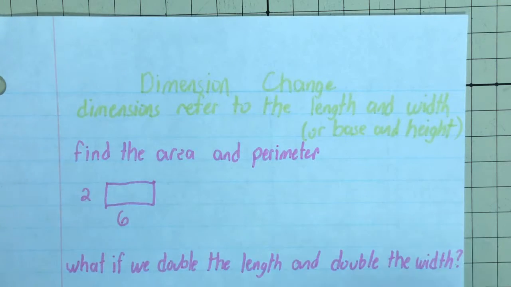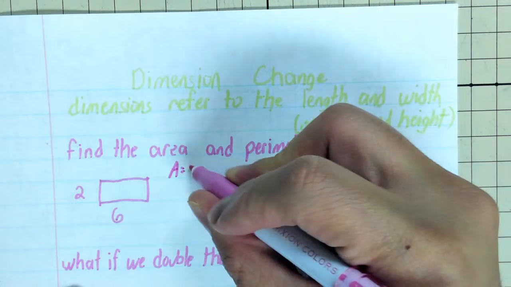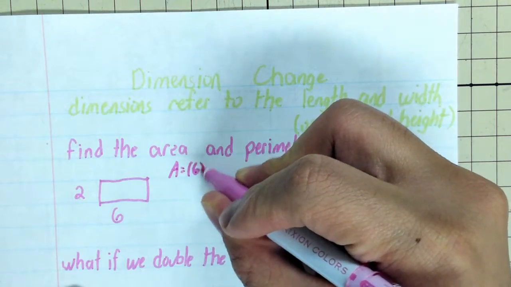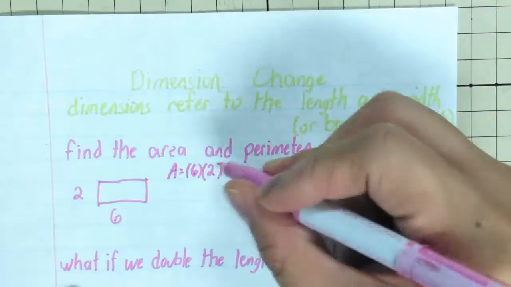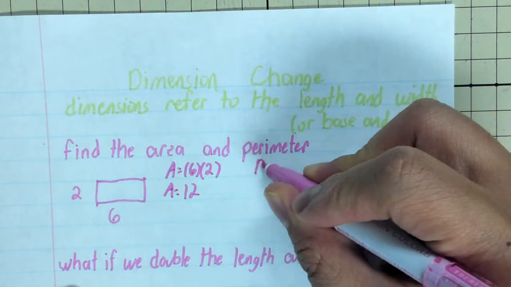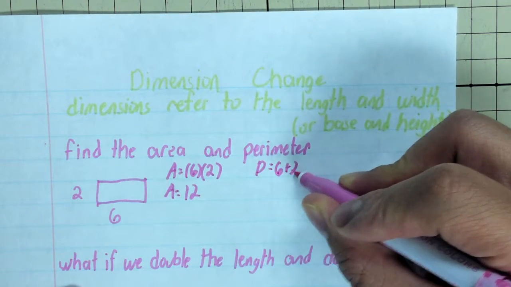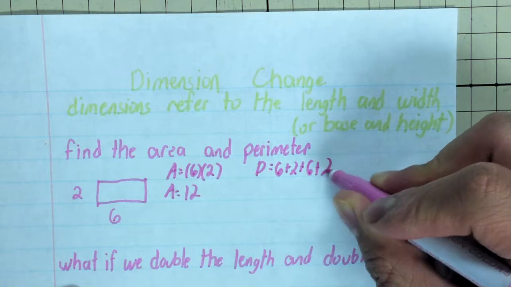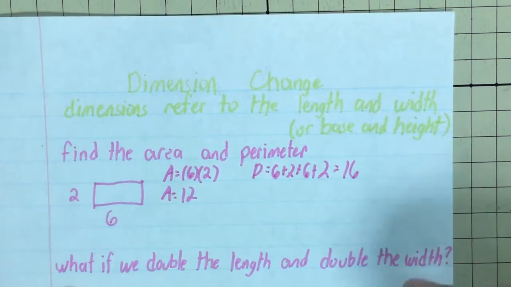So first up, find the area and perimeter of this rectangle. Area equals base times height, or length times width. So area equals 12. And then perimeter, we can add up all my sides. So 6 plus 2 plus 6 plus 2 equals 16. There's my area and perimeter.